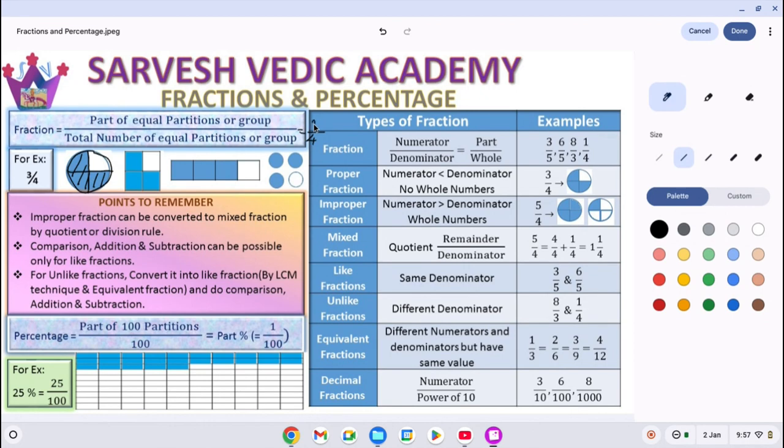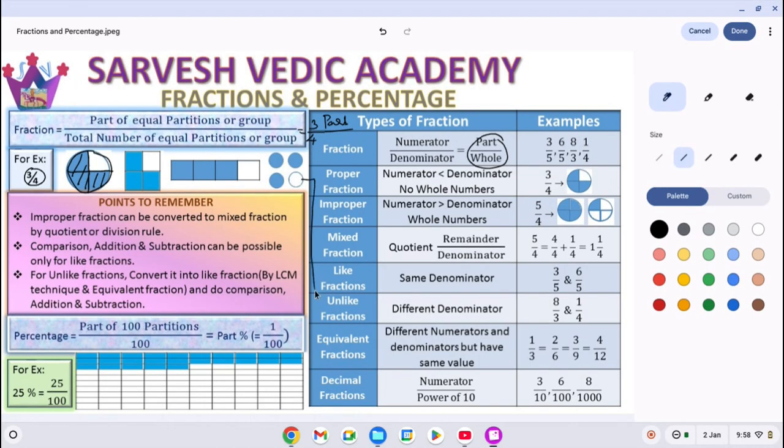So we can represent it in the numerator. So this is nothing but the part by whole representation. We can represent all these figures as 3 by 4. See here in this figure, out of 4 partitions we have shaded 3 portions.